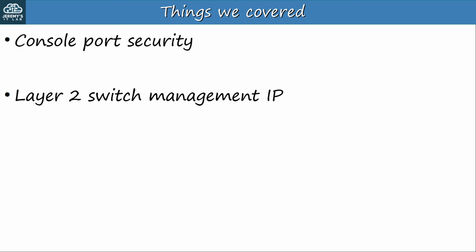Before the quiz, here's a review of what we covered. First, console port security. By default, anyone who has physical access to the console port can access the CLI of the device. So it's a good idea to configure some security on it. Then I introduced the concept of a Layer 2 switch management IP. Layer 2 switches can't route packets, but they can still send traffic from and receive traffic on an SVI, allowing them to respond to pings, receive connections via SSH, etc.